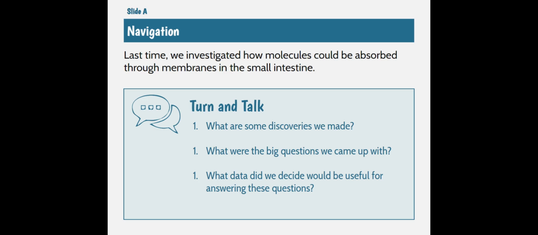Okay, so we have 3 questions that we want to try and answer right on the front of your packet. And it's okay to stop and talk to a partner about this. But we want to, one, think about what discoveries we've made. What are some things that we've figured out? Next, what were the big questions that we came up with? Like, what questions do we have next? What else do we want to figure out? And what data would be useful for answering these questions? Like, what information do we need next to move forward? So, answer those 3 questions.